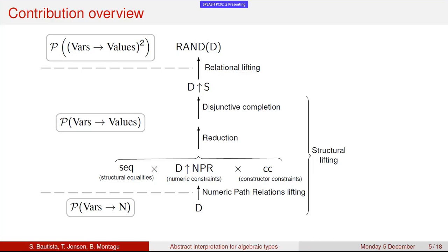And so in this talk, I'm going to first talk about the main idea behind the numeric path relations lifting. Then I'm going to talk about why we need to take a disjunctive completion. And then I'm going to talk about why we take a product with structural equalities, and how this structural equalities domain helps us keep the disjunction small. Then I'll go back to the NPR lifting to give a little bit more details on how we analyze assignments.